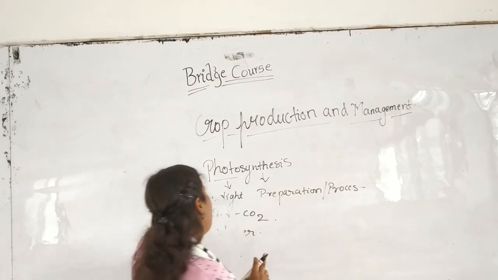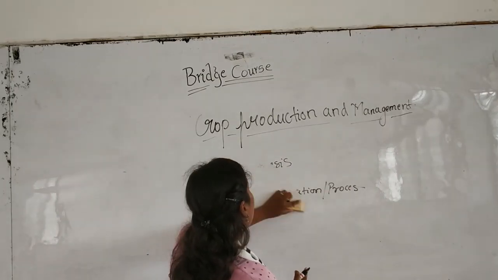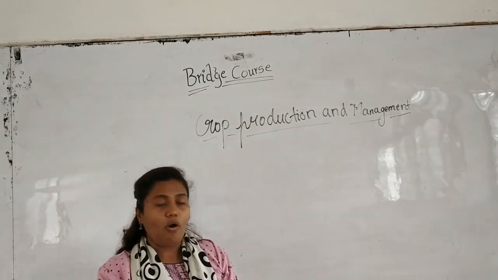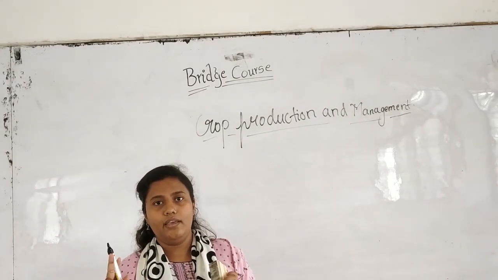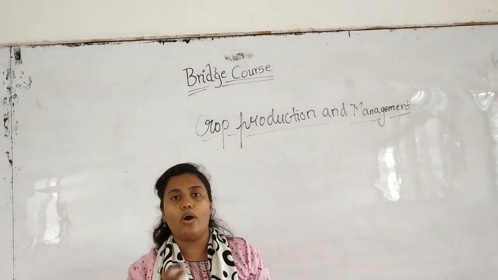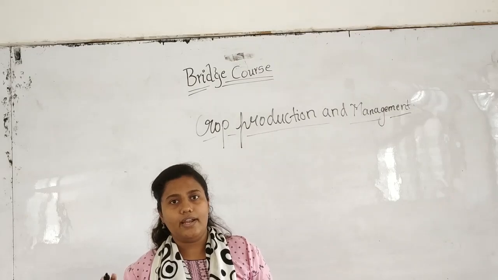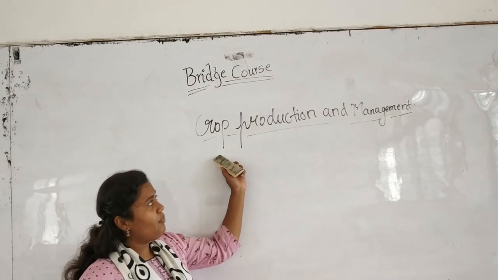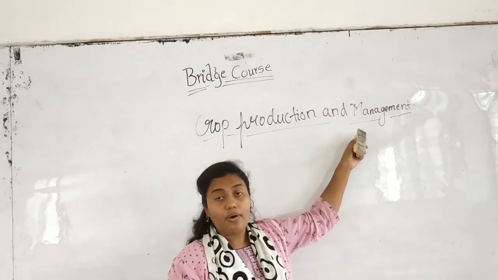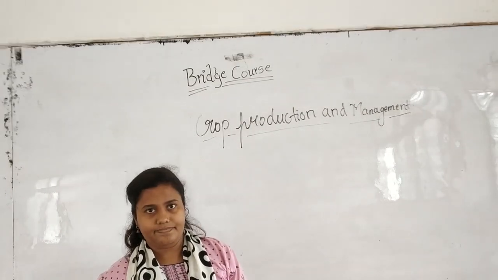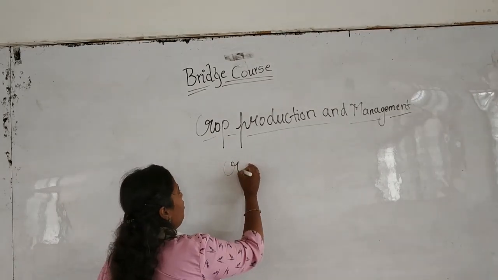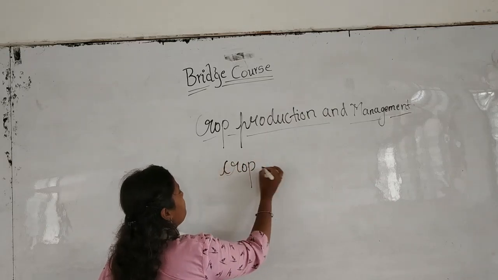Now we know that plants prepare food and we use that food to eat, correct? But how can we fulfill the need of all the world, or you can say the country? How can you fulfill the requirement of food throughout your country at least? For that we need to study crop production and management. How to produce these crops and how to manage this crop production. First of all let us understand what is a crop. What do we mean by a crop?